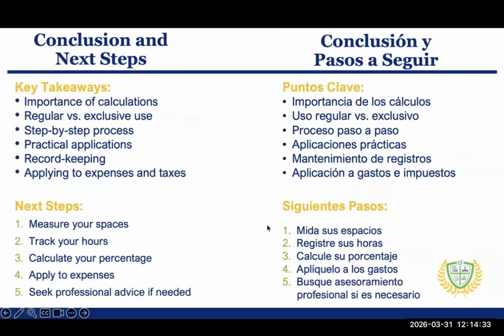Now, very quickly, I just want to go over some key takeaways, conclusions, and next steps. Remember the importance of calculations, they can be very significant. They can add up very quickly. And know the difference between regular and exclusive use spaces. Also, you have the step-by-step process. Remember that there are many practical applications for this. Record keeping is important, keeping proper documentation and applying it to expenses and taxes.